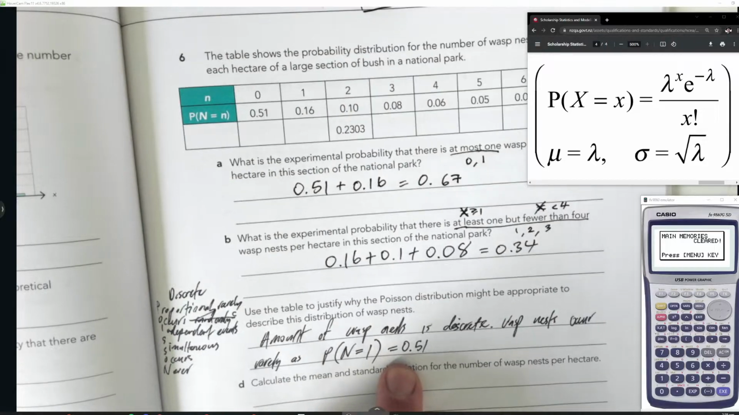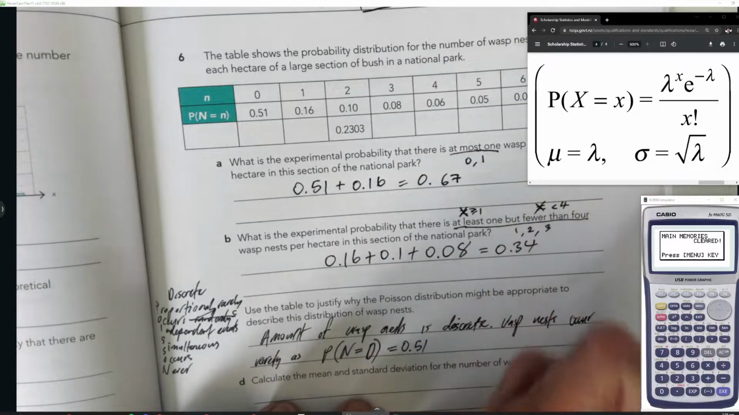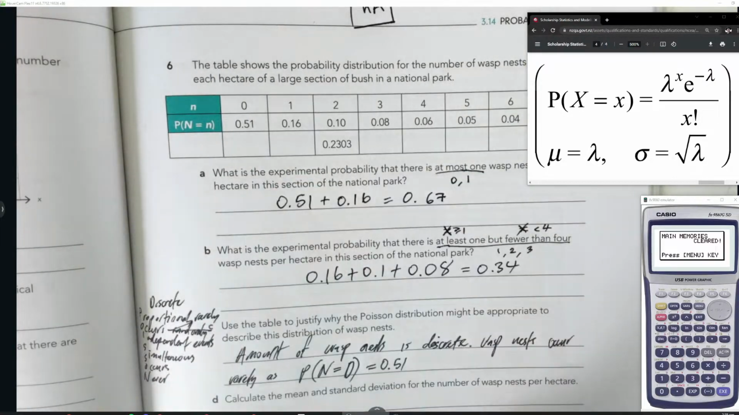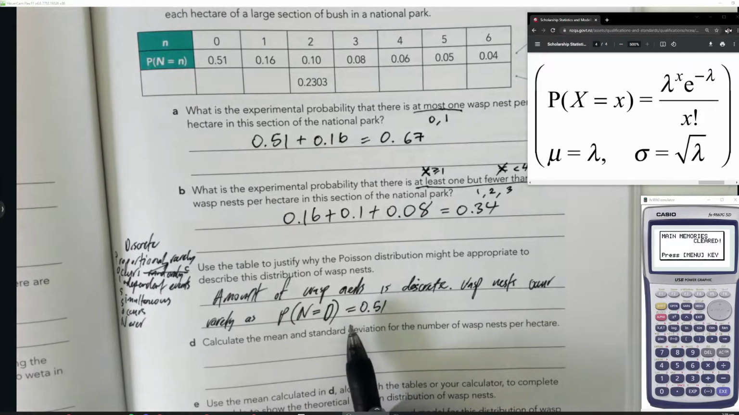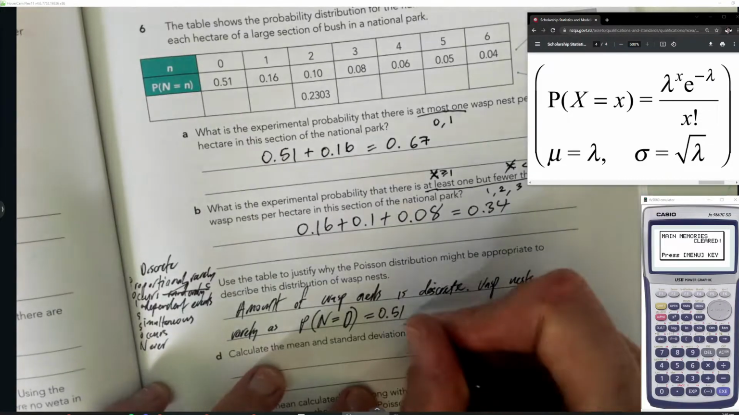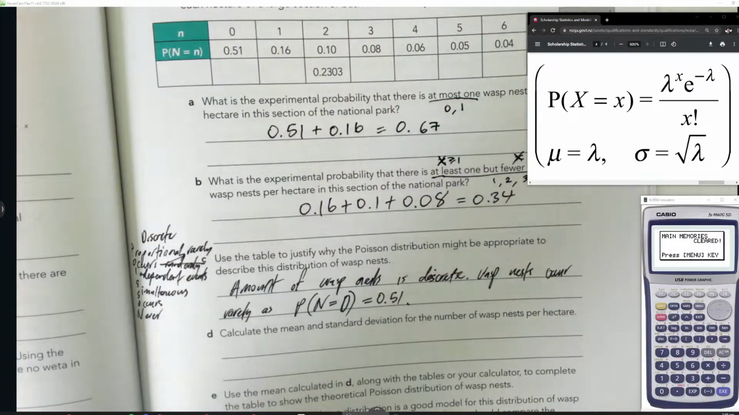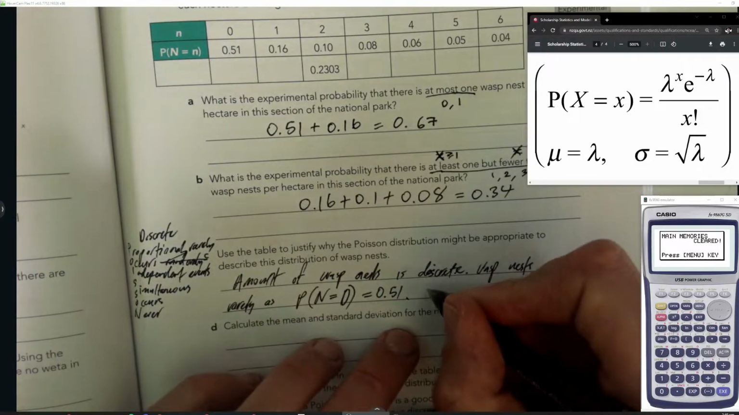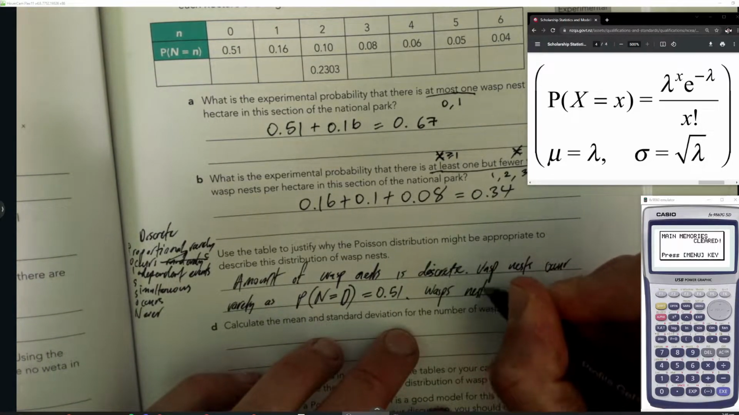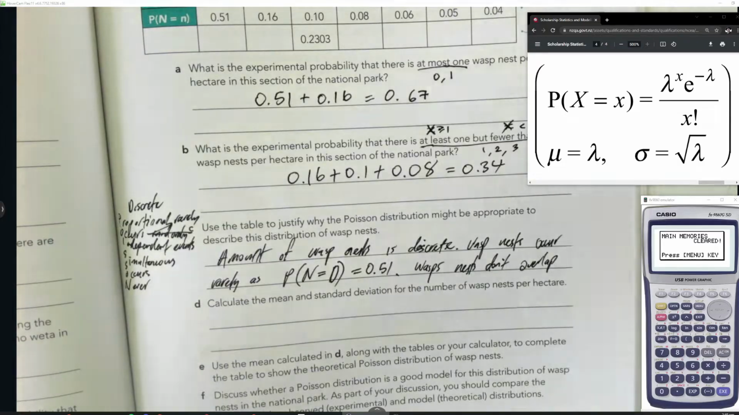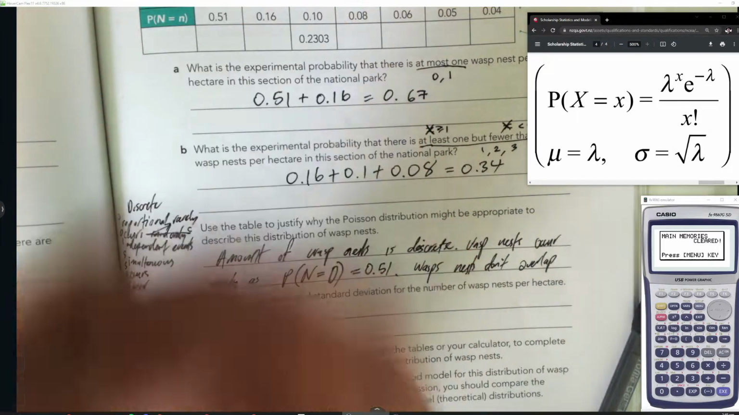It shows us that the probability of there being no wasp nests in a whole hectare is more than half the time, so it shows that it's rare. Okay, simultaneous occurs never. Wasp nests don't overlap. If there's a wasp nest somewhere, there can't be another wasp nest in the same physical location.